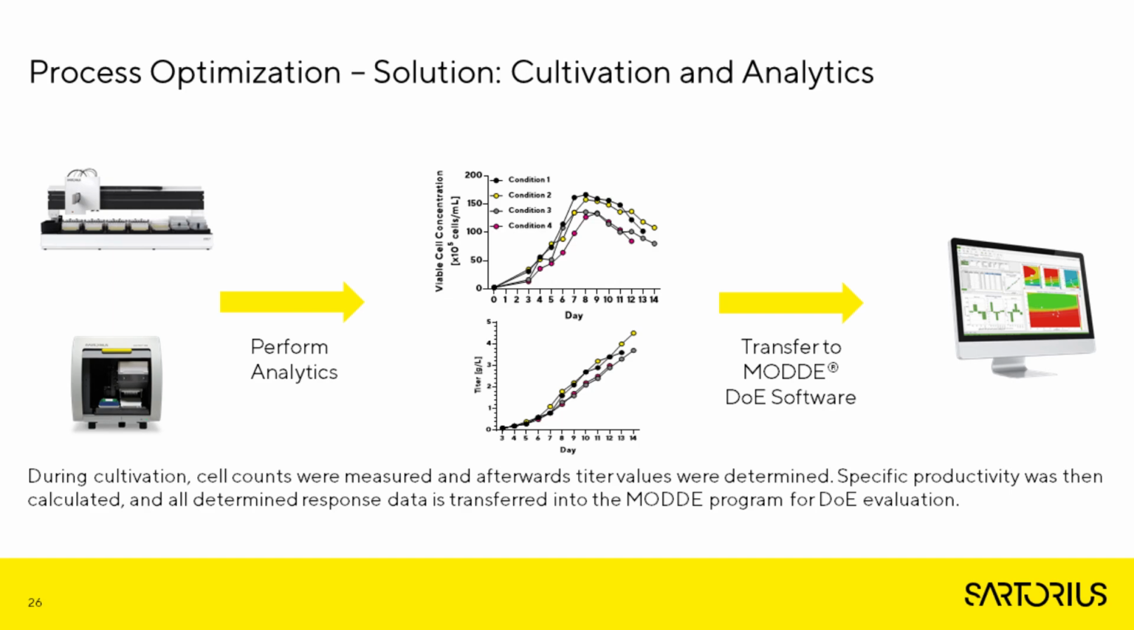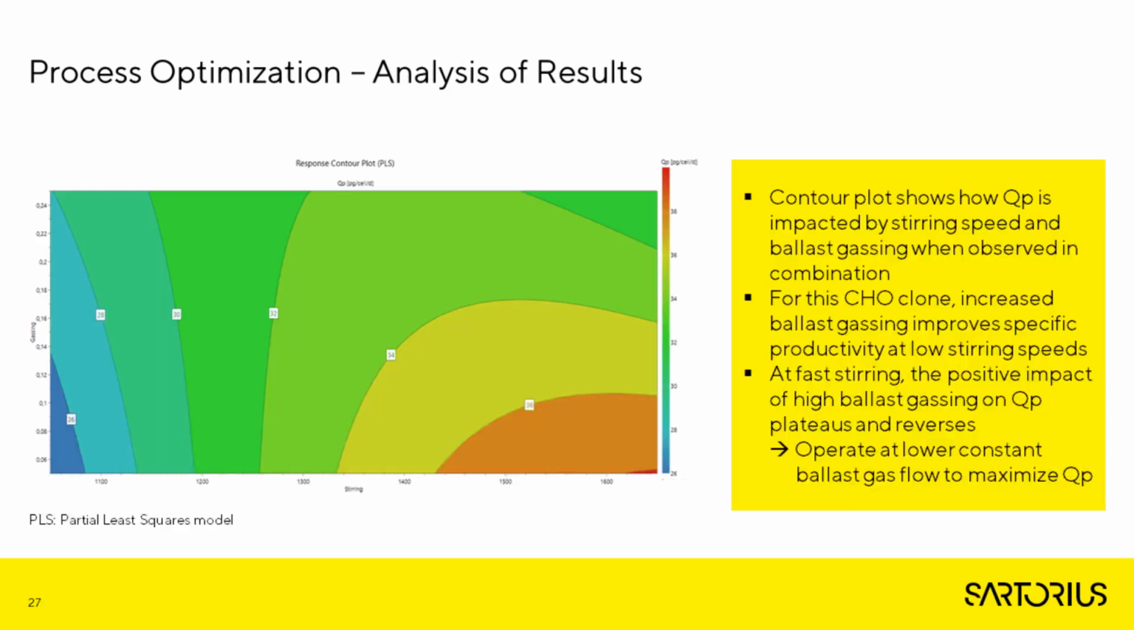Before moving to results, I have to point out again that these parameters are shown for one Cellca CHO DG44 clone here.